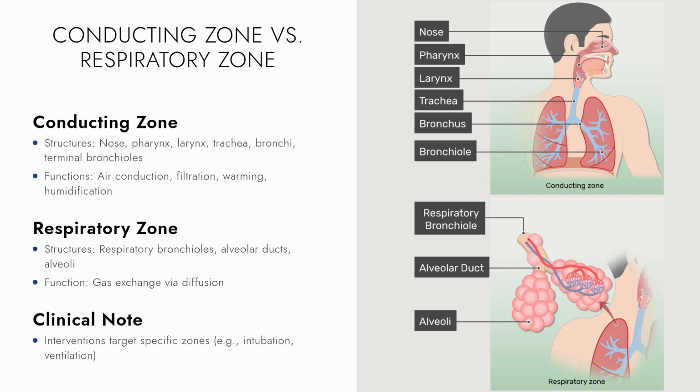The respiratory zone, starting with the respiratory bronchioles and including alveoli, is where gas exchange occurs via diffusion of O2 and CO2. This distinction is critical in critical care. Intubation bypasses the upper conducting zone, while mechanical ventilation supports the respiratory zone. Understanding these zones helps you target interventions effectively.